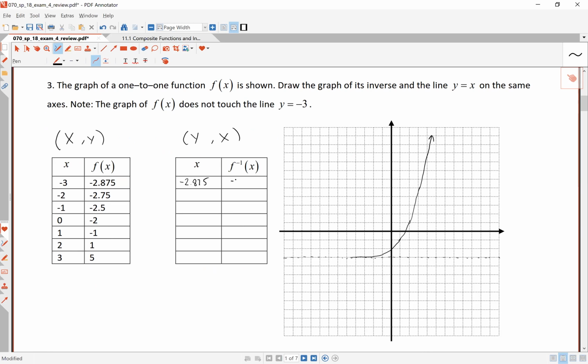Negative 2.875 goes with negative 3. Negative 2.75 goes with negative 2. Negative 2.5 goes with negative 1. Negative 2 goes with 0. Negative 1, 1. And 1, 2, and 3, 5. So if we graph these: negative 2.875, 1, 2, 3. Negative 2.75, negative 2. Negative 2.5, negative 1. Negative 2, 0. Negative 1, 1. 1, 2. And 5, 3.